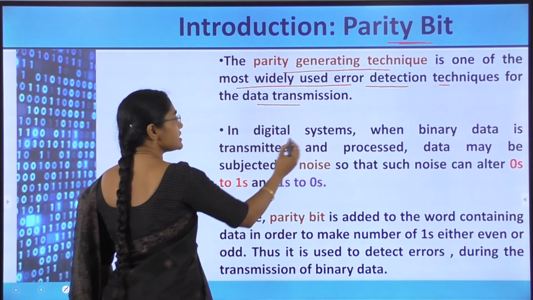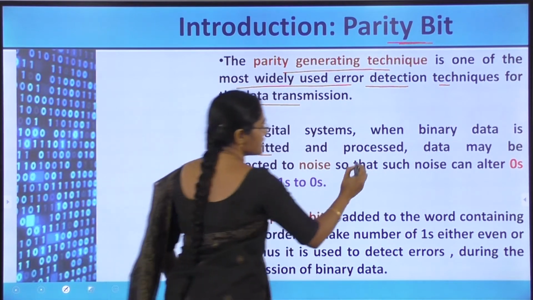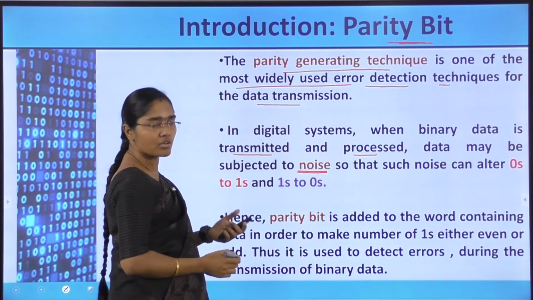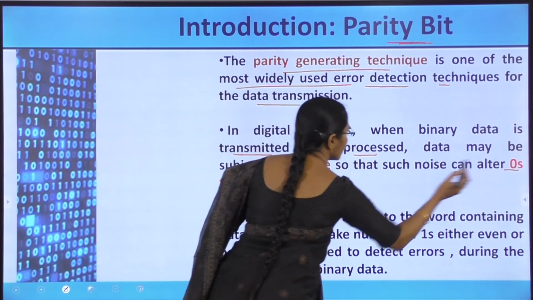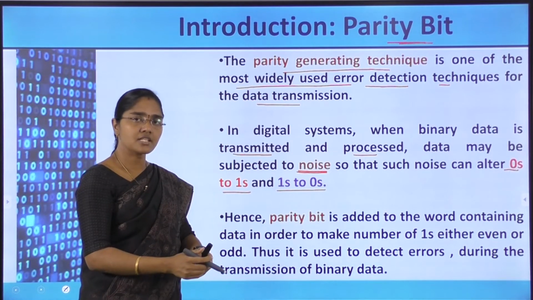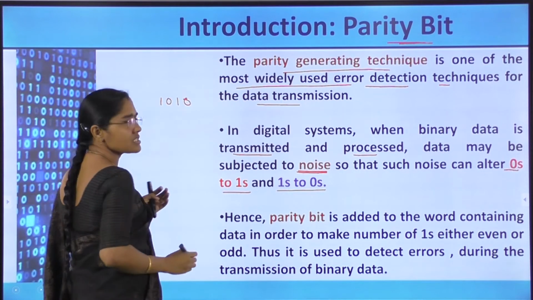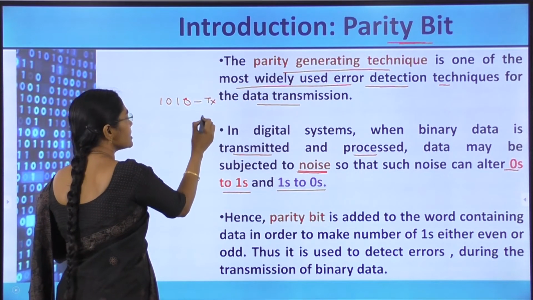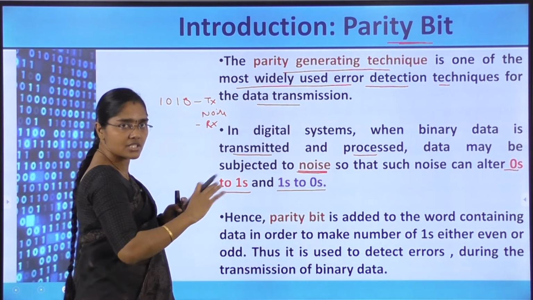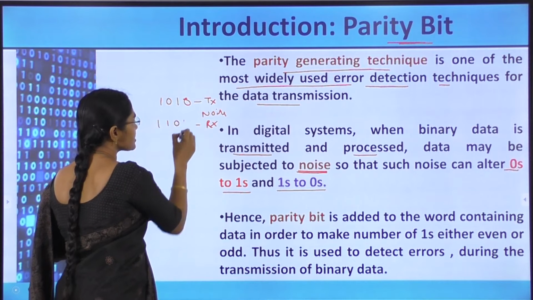And in our digital systems, for data transmission, when binary data is transmitted and processed, the data may be subjected to noise in the channel, and because of the noise, the bits can be altered from zeros to ones and ones to zeros. That means due to the noise presence in the channel, if data is sent as 1010 at the transmitter side, errors will happen. Those errors are nothing but the changing of ones to zeros and zeros to ones. If noise is present, instead of 1010, we may receive 1101.